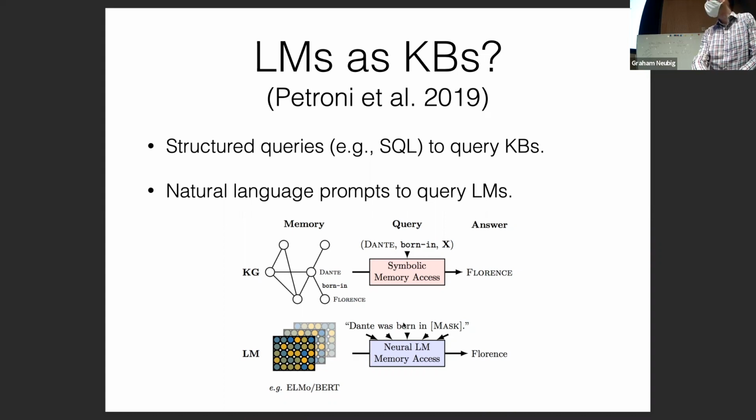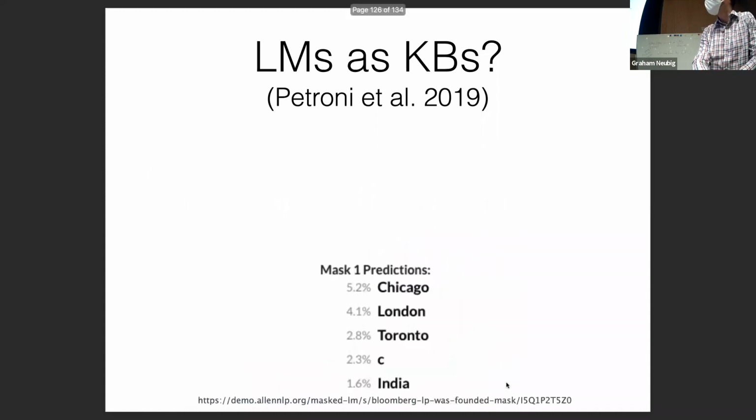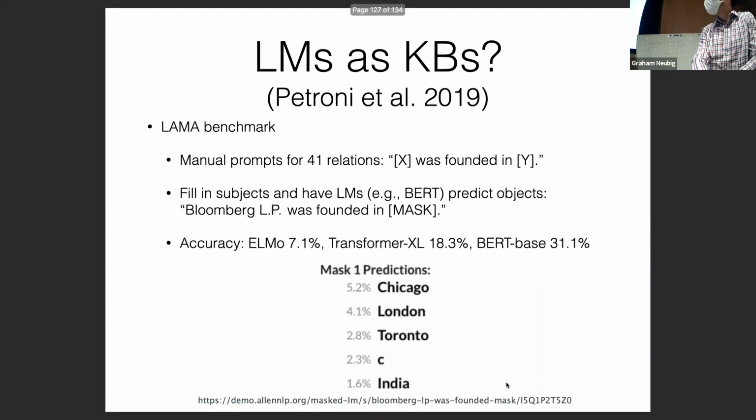So despite the fact that I've worked on this problem, I don't think this is necessarily the best way to be constructing your knowledge base, for example. But anyway, I do think it's interesting to be able to tell whether a language model is able to recover particular varieties of knowledge. And so the LAMA benchmark includes manual prompts for 41 relations.